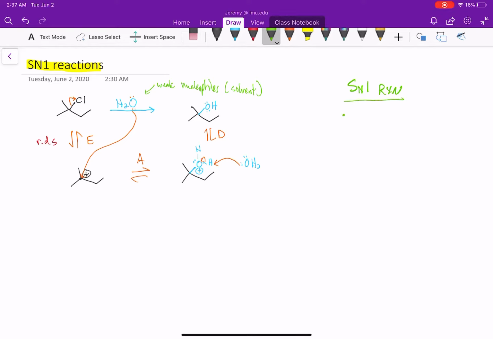Okay, the first thing we talked about is that our nucleophile is generally weak. A lot of times our nucleophile is simply our solvent. Second thing we should notice is that this is a multi-step reaction. This can generally be 2 to 3 steps as compared to the SN2, which is only one step. Next, I want to tell you that this reaction is not super useful.